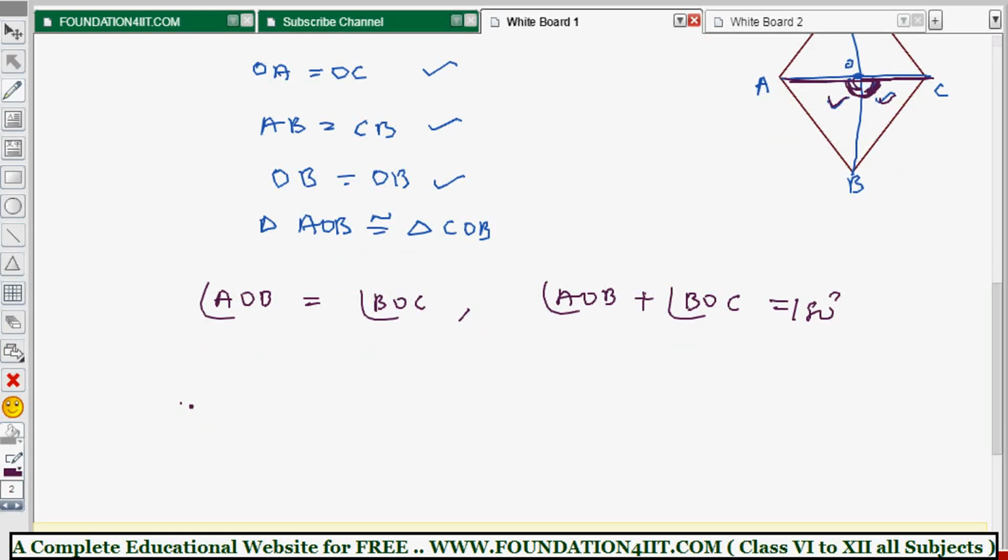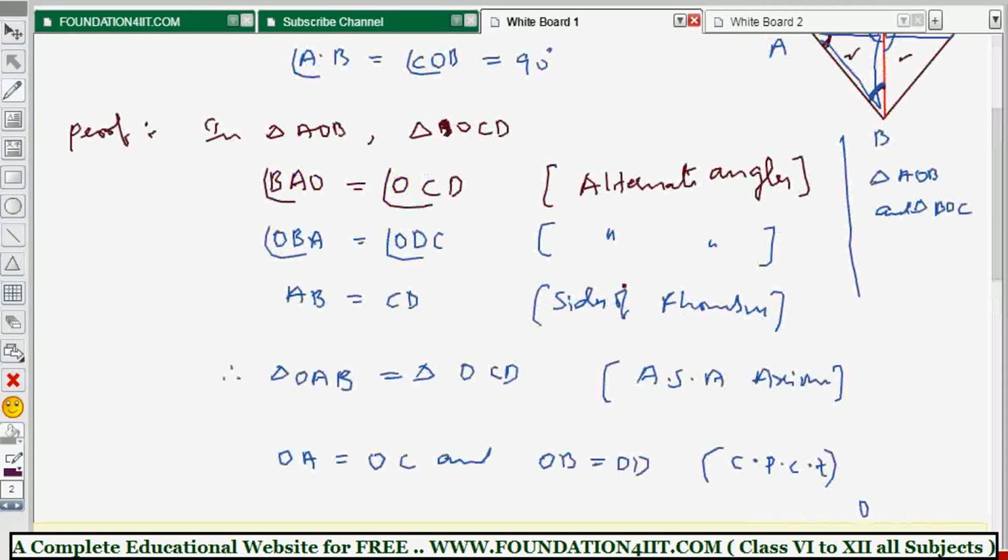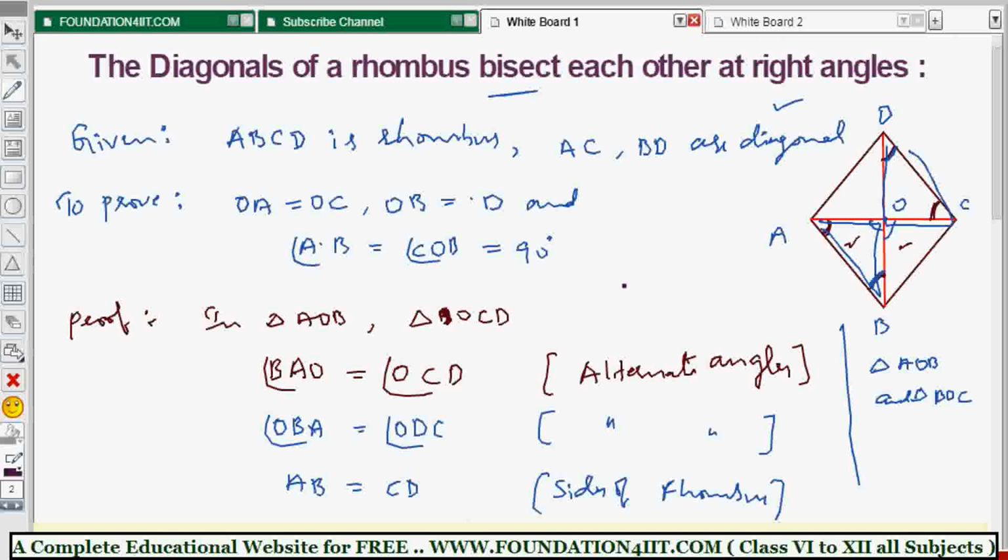Therefore angle AOB is equal to angle COB, that is equal to 90 degrees, because both angles sum to 180, every angle is the same, which means each angle is 180 divided by 2. So half of the 180 is 90 degrees. Fine. So in this way you can prove this. This is to prove the right angle, the intersected right angle, and that they bisect each other. So you can prove this in this way. And I'll show you one more theorem as well as some problems based on this quadrilateral topic.